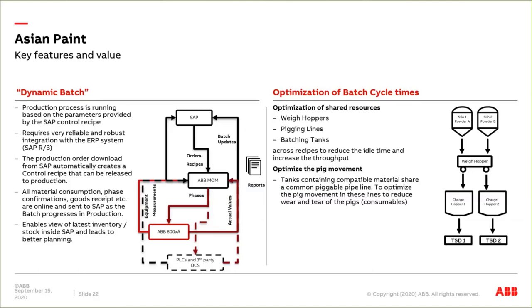In this case, the shared set of equipment were modeled as constraints in this optimization. And so depending on the progress of different batches, of course, various shop floor operations and the various needed material, the system optimizes the usage of the shared equipment to keep the production on track and with a maximum throughput. A simple example we can provide for this optimization, just to understand, is the optimization of pig movement. Thanks to constantly updated compatibility matrices, the tanks containing compatible material can share a common pipeline and also share the pig clean. And in this case, the pig movement can be optimized, so the wear and the consumption can be reduced, and of course, the time of execution.